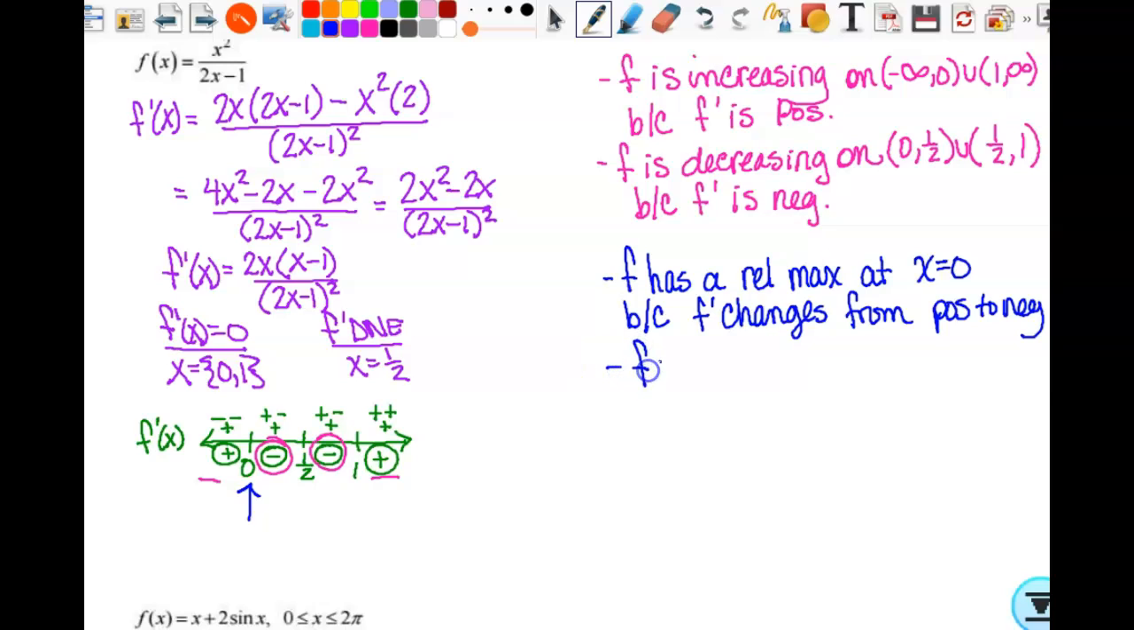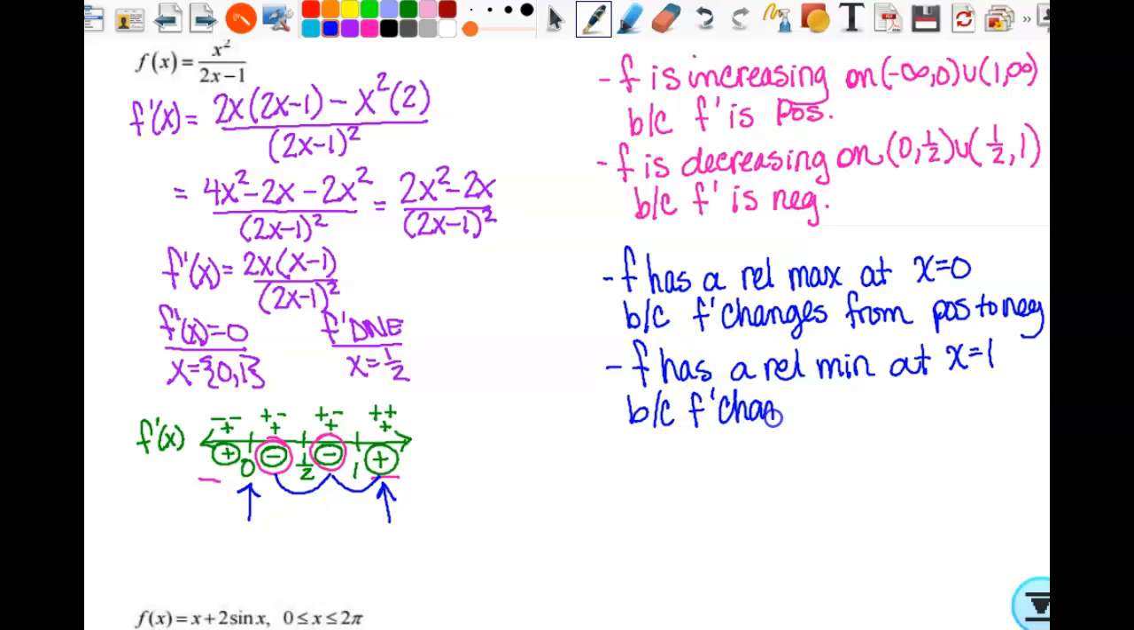And then we can say f has a relative minimum at, okay, so in general, that's when it changes from negative to positive. This is negative to negative, nothing happens. Negative to positive, it's that right there, at x equals 1, because f prime changes from negative to positive. What questions do you have?